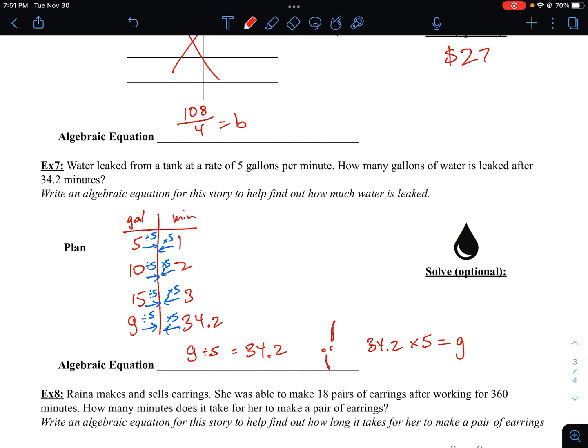So how much water did actually leak? 171 gallons. 171 gallons of water leaked, I believe.